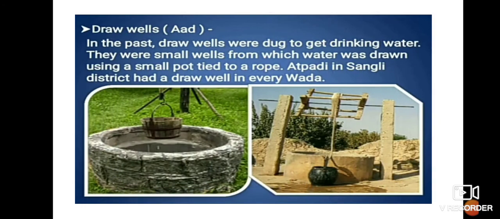Draw wells. In the past, draw wells were dug to get drinking water. They were small wells from which water was drawn using a small pot tied to a rope. Atpadi in Sangli district had a draw well in every vada. You can see it in the picture.